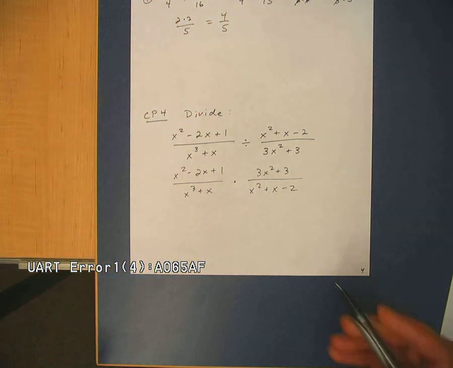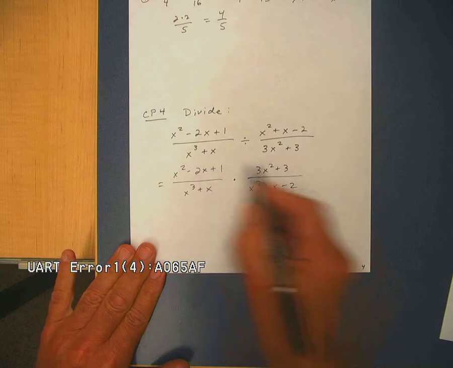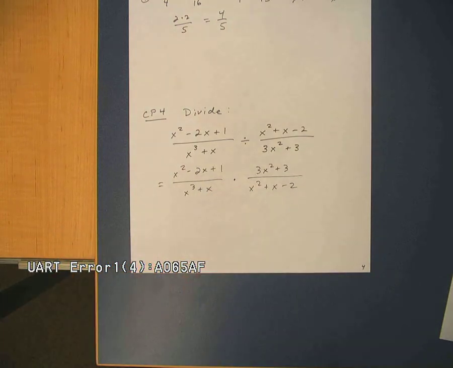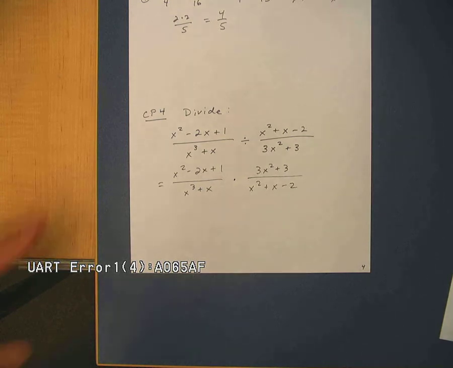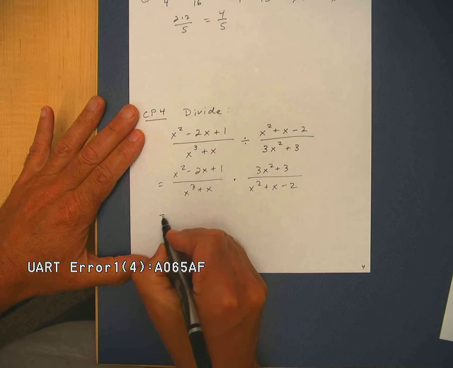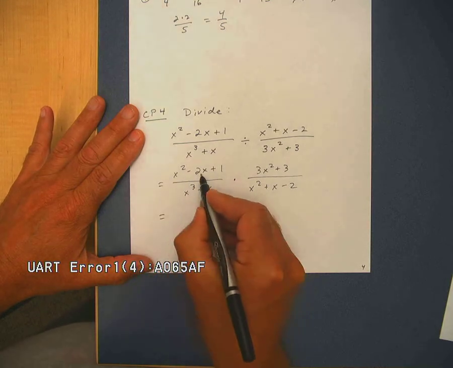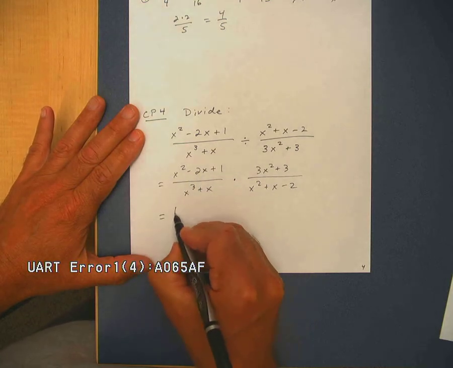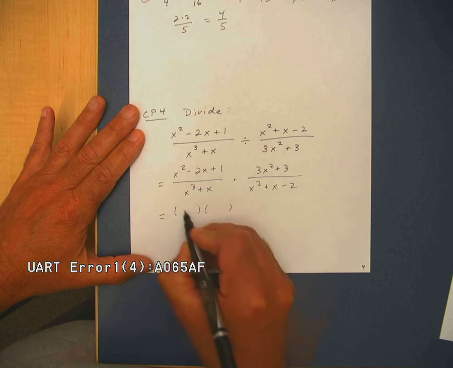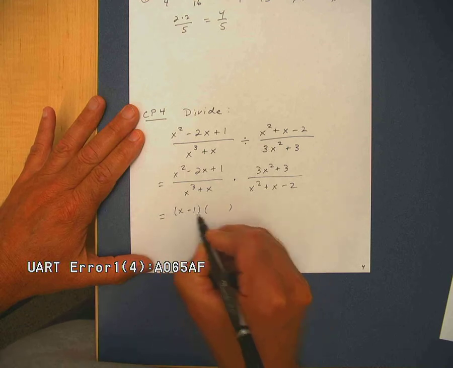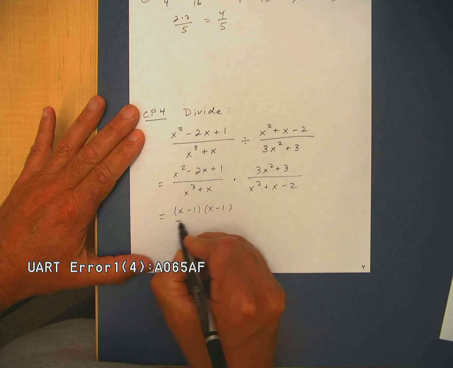Now we have an expression like we had previously. We're multiplying two rational expressions. So we want to find the factors and then see if there are any common factors that we can cross off. So x squared minus 2x plus 1. Let's try to factor that as two binomials. It looks like x minus 1 and x minus 1 will work.